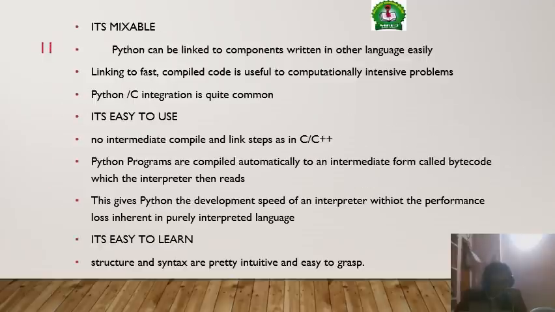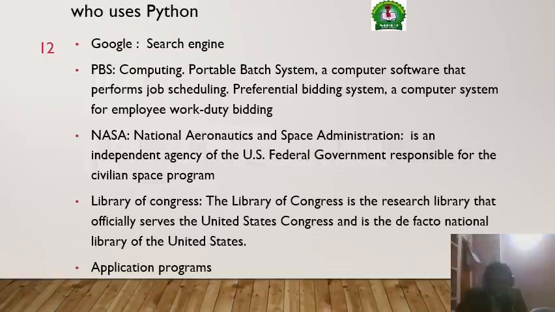Python is mixed, and it is easy and fast, with very fast linking, and handles compiled and interpreted intensive programs. It is easy to use, with no intermediate compiler, and Python automatically generates bytecode. Bytecode can be executed anywhere, and Python is easy to learn because of its syntax. Who uses Python? Python is used by most of the MNC companies, like the Google search engine.